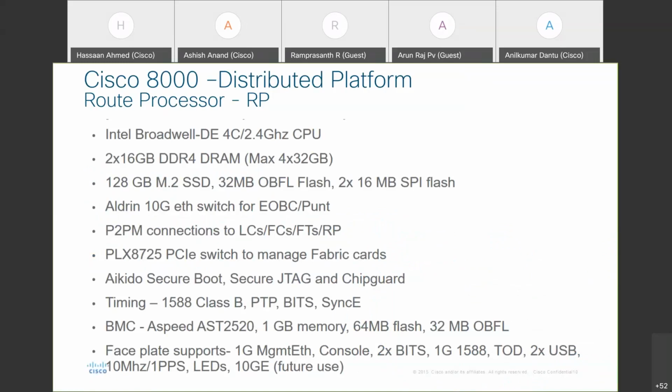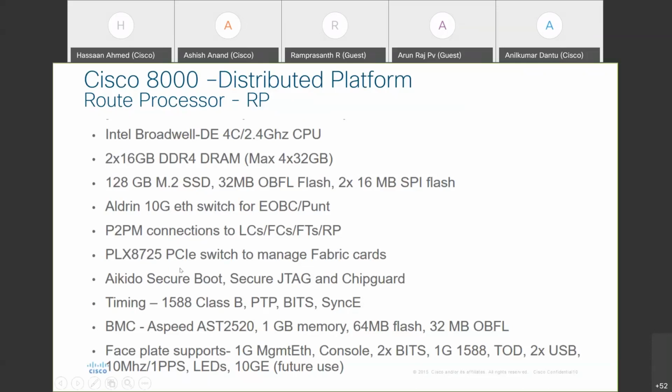Your RP and the line card use this UOBC switch for the control plane or the front-end inject traffic or for image downloads and those stuff. So your RP and the line cards are connected via the UOBC. Apart from that, there is a P2PM connection between the RP to LC, FC, fan trays, and the standby RP. Now, what is this P2PM connection? These are the connections from the RP FPGA to the FPGAs on the line cards, your fabric, and the fan trays and other systems. So your RP controls the other cards using this P2PM connection.